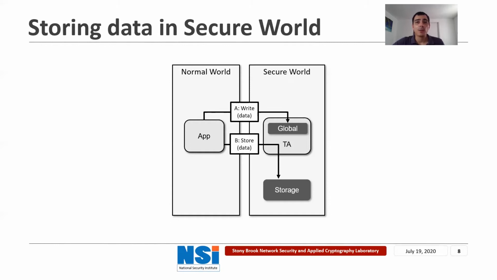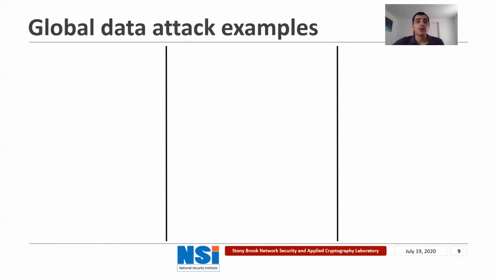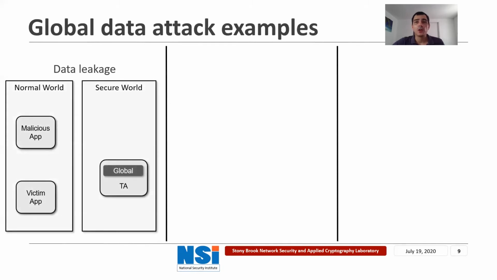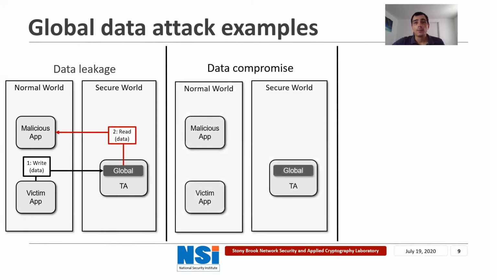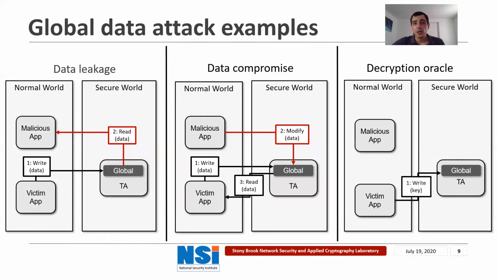However, there exists a semantic gap between the normal world and secure world that prevents TAs from knowing the identity of their client apps. Problems arise when TAs manage data of apps without knowing their exact identity. For example, a TA can expose a victim app's data to malicious applications. Once a victim writes data into the global memory, the malicious app might be able to read it. Or, once it is written, it can try to modify it before the victim reads it back. If the data written is a decryption key, a malicious app could also try to trick the TA into using it to decrypt content for it.